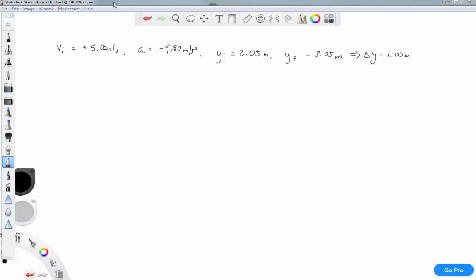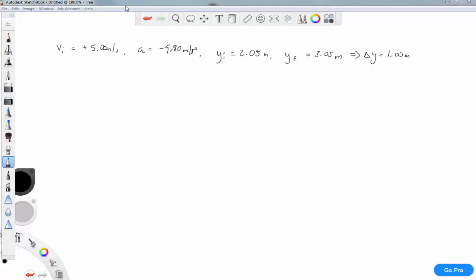To solve this question, I've written out the relevant information here. You have your initial speed, you have your acceleration, you have the initial and final heights. And from the initial and final heights, you can also get the change in height. So it's 1 meter that needs to be the change in height.